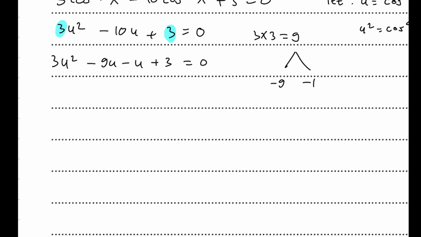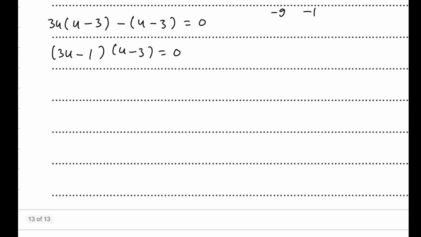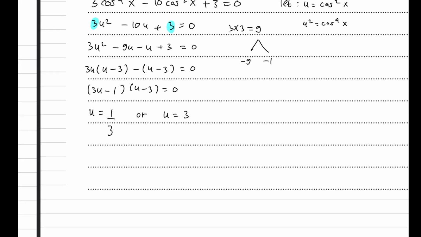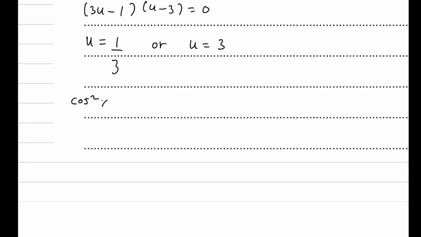From here we can take out the 3u, so it becomes 3u times (u minus 3) minus 1 times (u minus 3) equals 0. So the first one is 3u minus 1, the second one is u minus 3 equals 0. So from here we get u equals 1 over 3 or u equals 3. But we already substituted u as cos square x, so cos square x equals 1 over 3.